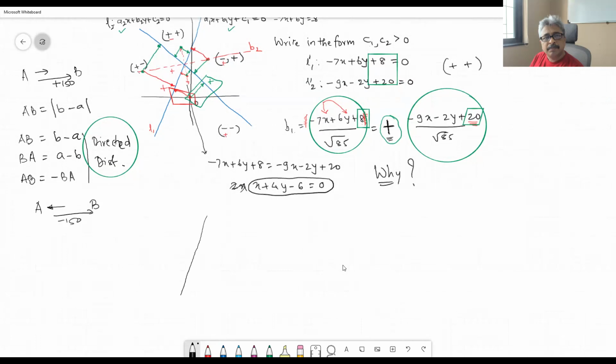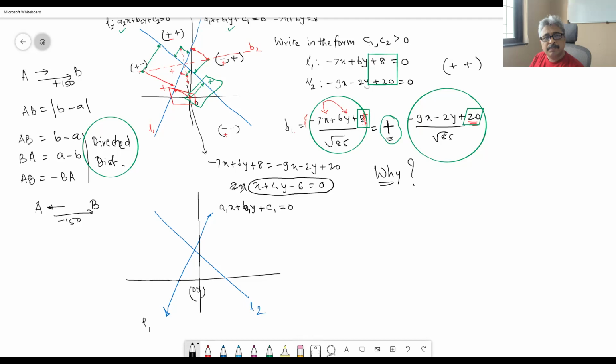Maybe I will draw the same picture so that we are not confused. Blue L1, L2, bad, perpendicular. Origin. Okay. Now what we should do is, L1 is A1x plus B1y plus C1 is equal to 0. L2 is A2x plus B2y plus C2 is equal to 0.